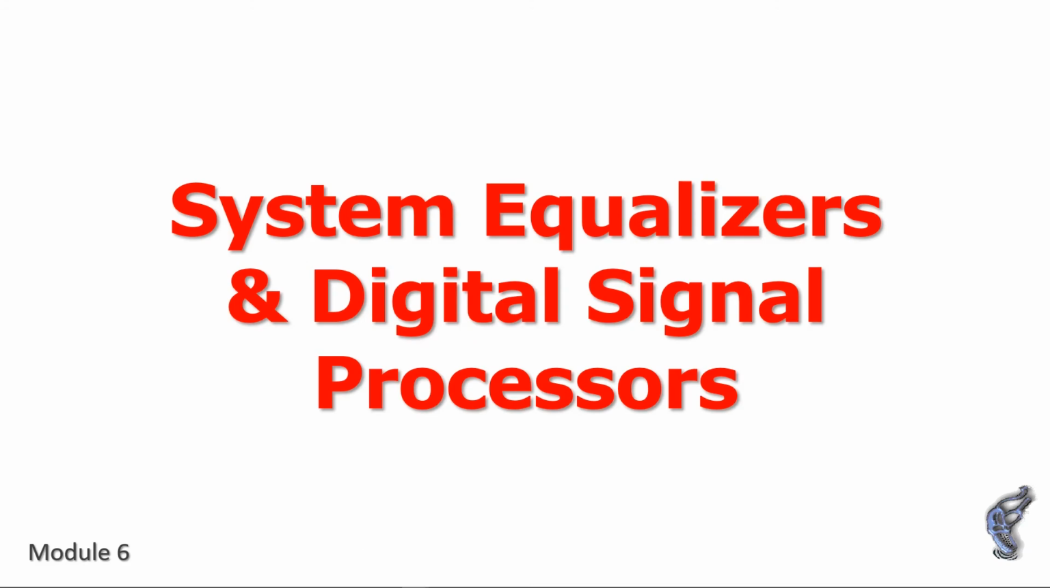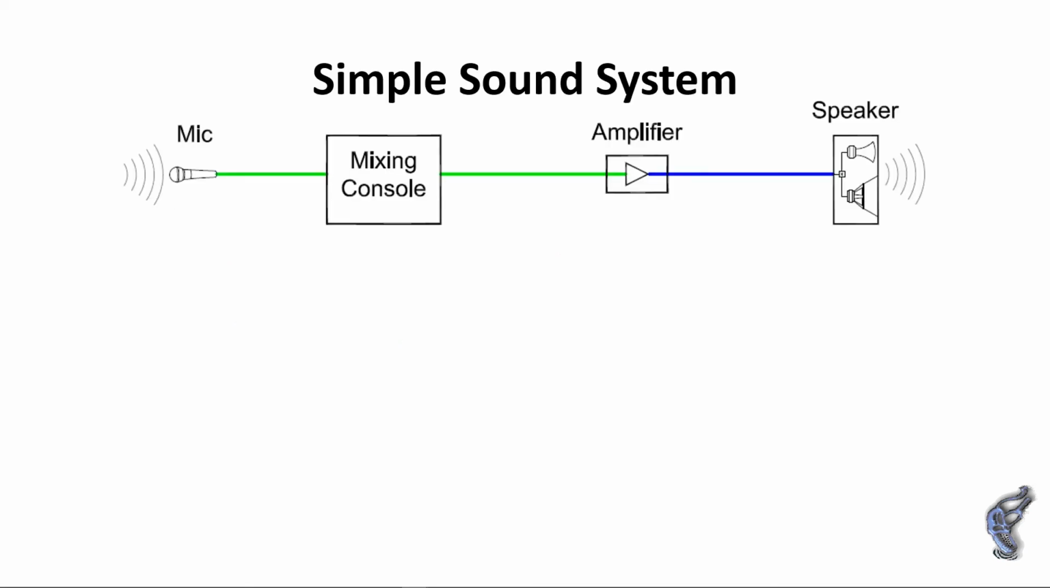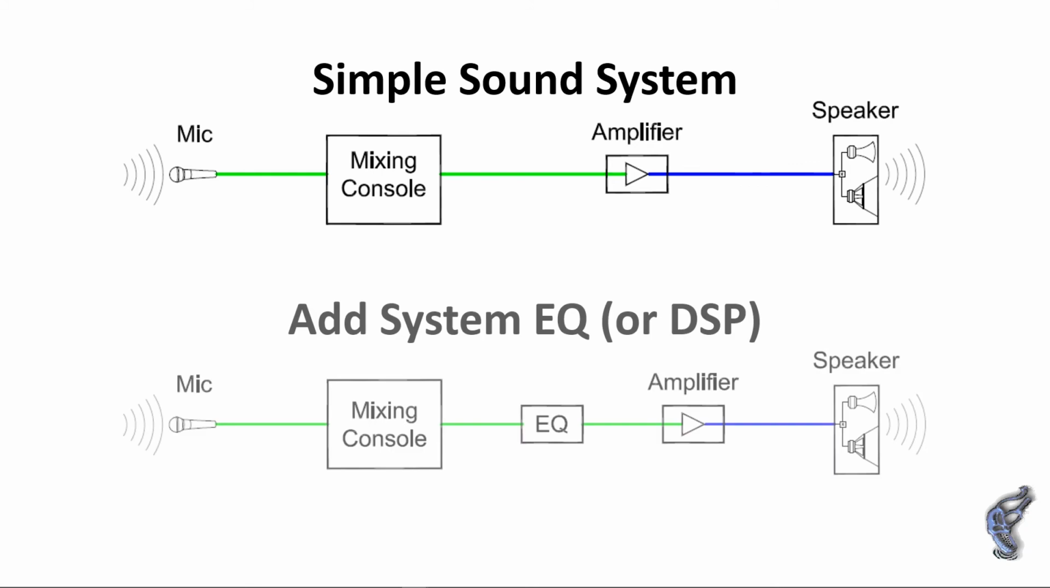System equalizers and digital signal processors. We mentioned above that the main output of the mixing console goes to the power amp that then drives the loudspeakers. In most sound systems, we connect another device in the signal chain. We take the console output and first feed it to an equalizer, and then to the power amplifier. Why add the system equalizer?